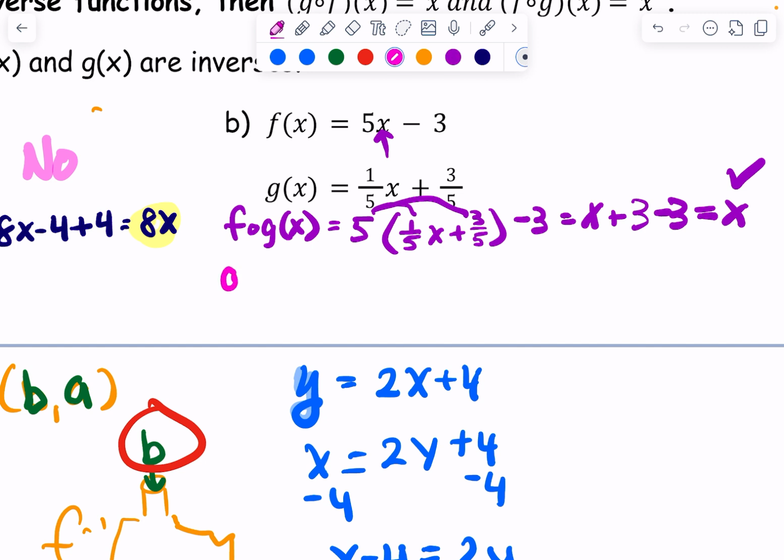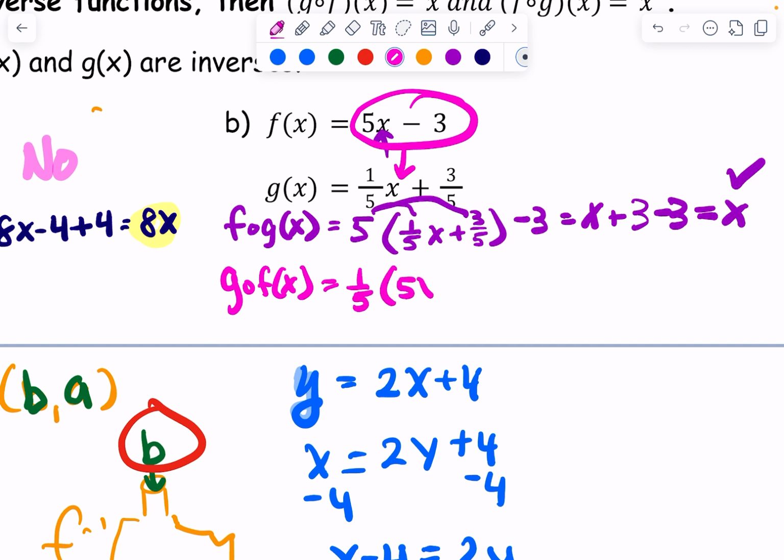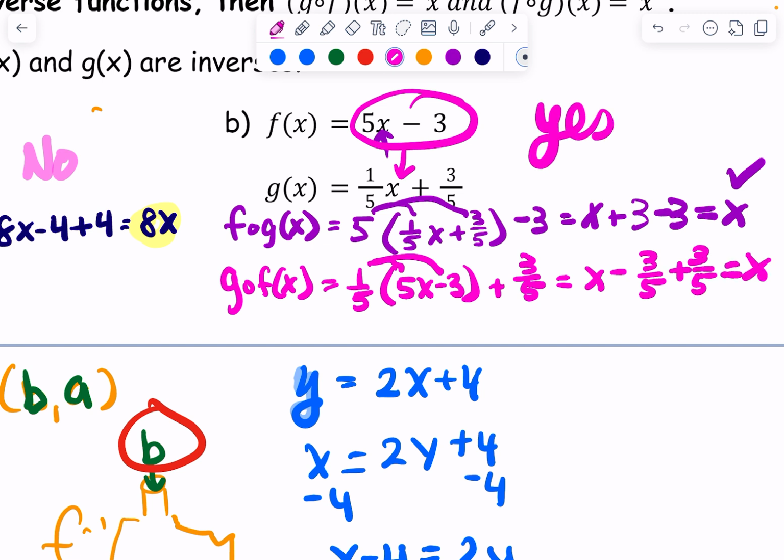And then we do it the other way, g of f of x, and now we're going to put f of x in here. So we're going to go 1/5, and then we do 5x minus 3 plus 3/5. And so when we distribute this, we're going to get an x minus 3/5, and we still had plus 3/5. So guess what? We got an x. So the answer is yes, because when we put an x into both compositions, we got an x coming out. So that means whatever went in came back out.